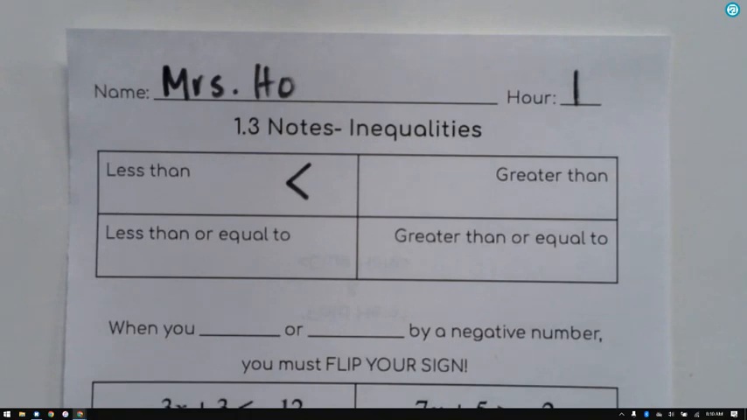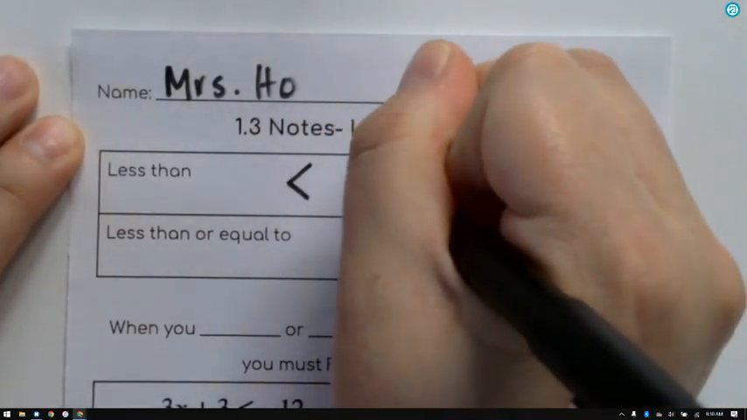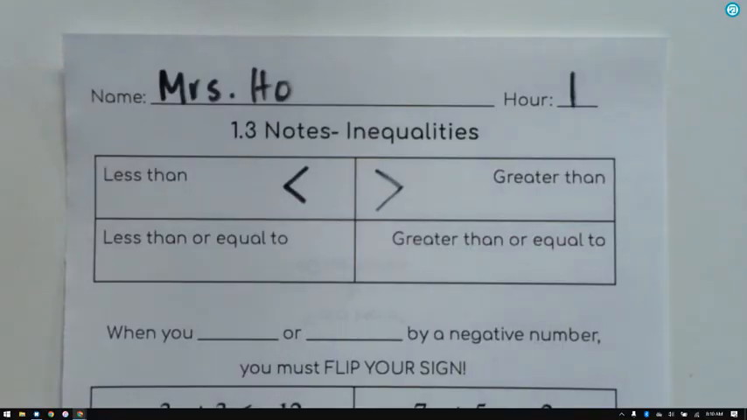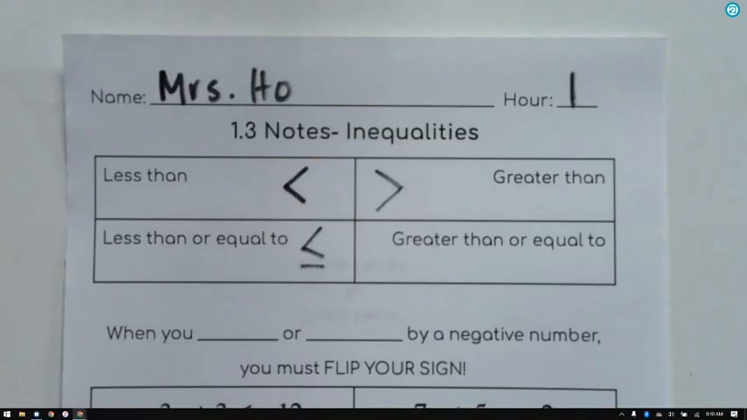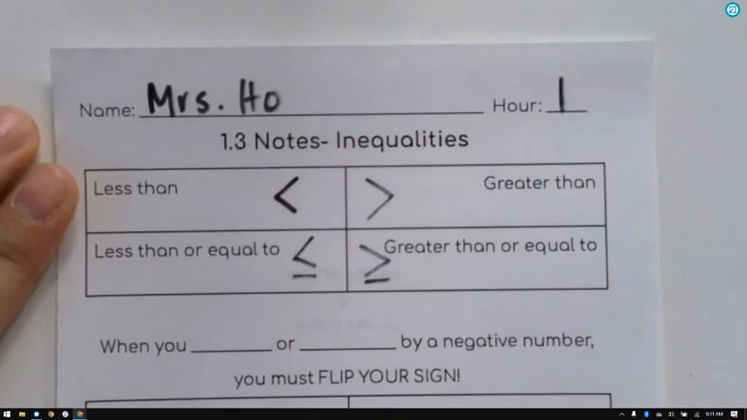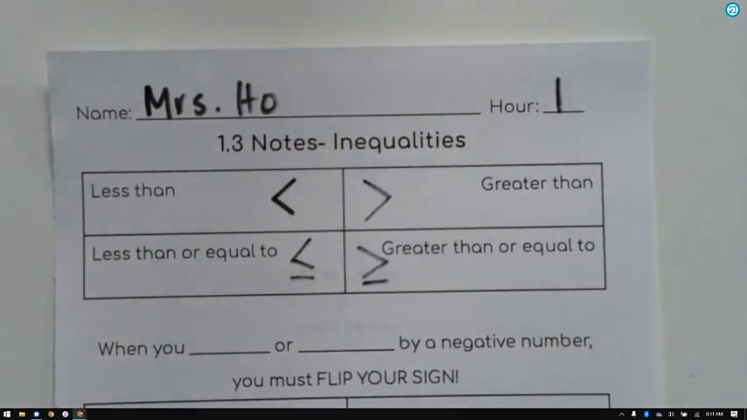A greater than symbol is the same thing pointed to the right. A less than or equal to symbol is the same thing as a less than symbol with a line below it. And a greater than or equal to symbol is the same thing as a greater than symbol with a line below it. So these are our four symbols.